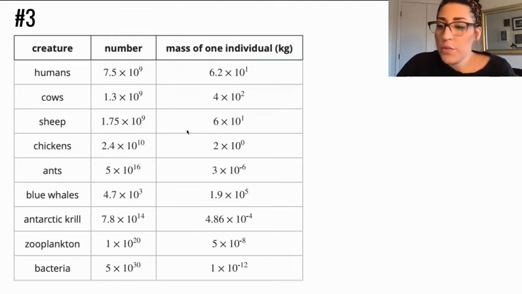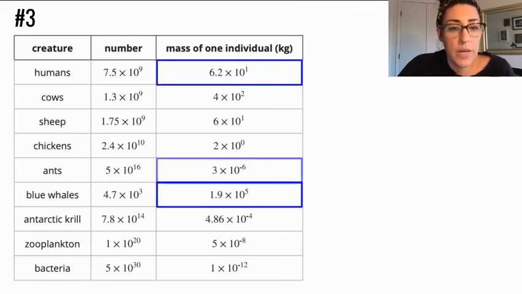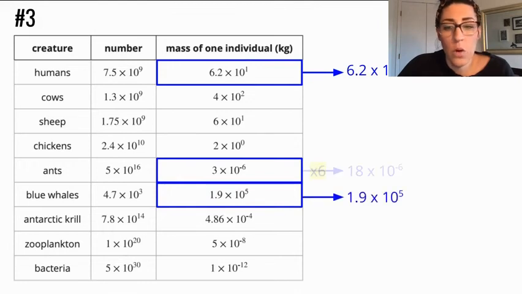Question 3 asks us the total mass of a human, a blue whale, and 6 ants altogether. So we have a human, blue whale, and 6 ants. We're going to write those out again. So we have 1 human, 1 blue whale, and 6 ants. So that's what that would be written out.